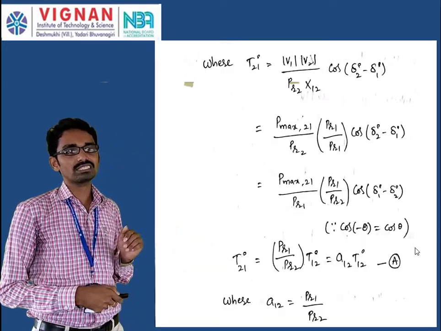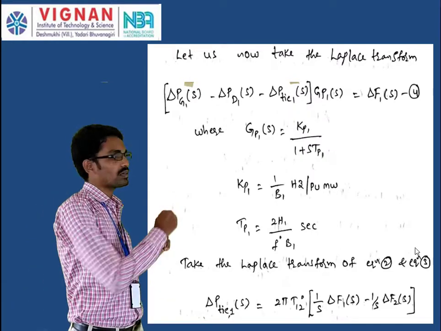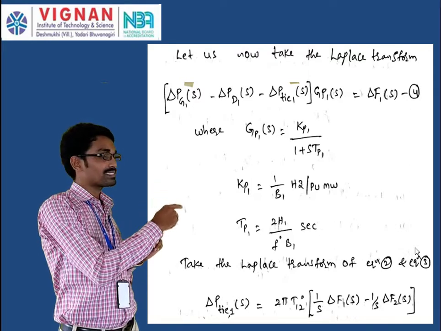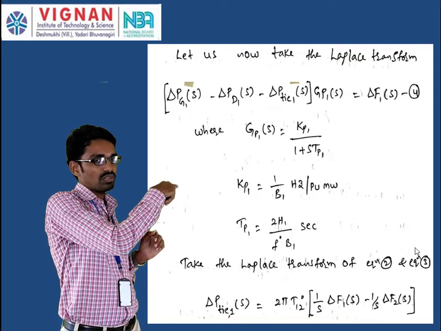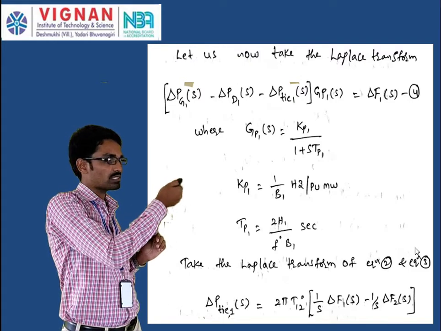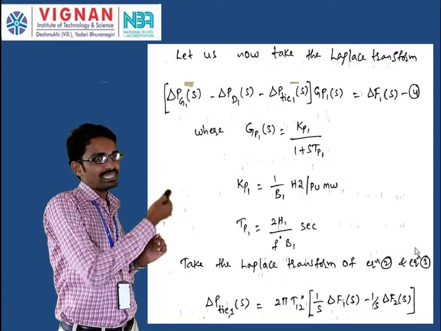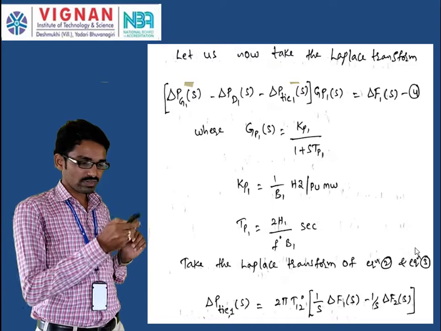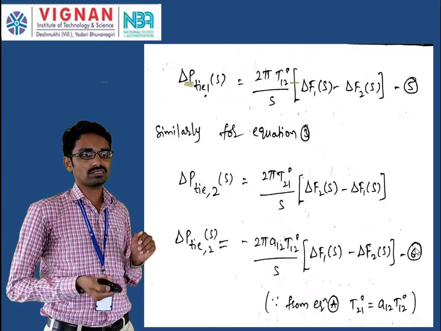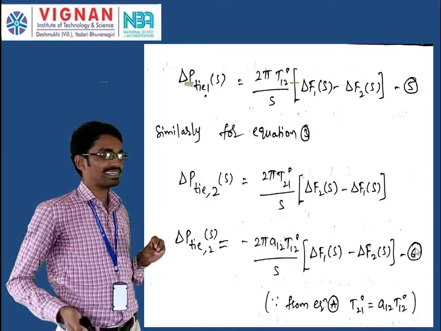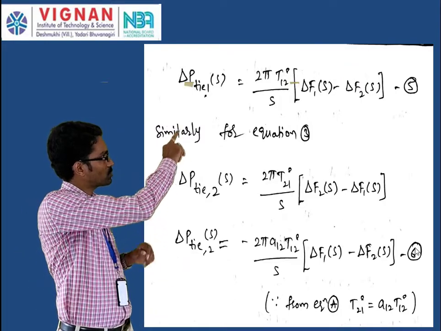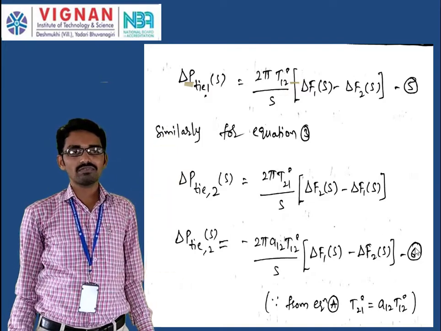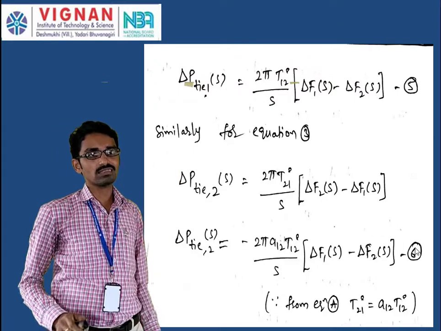For these two equations, if I take the Laplace transform, then you are going to get delta P tie 1 of s is equal to 2 pi T120, and there you are having integration. The integration is converted in the Laplace transform as 1 by s, so you are going to get 1 by s delta F1 of s minus 1 by s delta F2 of s. That is for equation 2. If I take 1 by s as common, we are going to get 2 pi T120 by s into delta F1 of s minus delta F2 of s. Let us take that as equation 5.